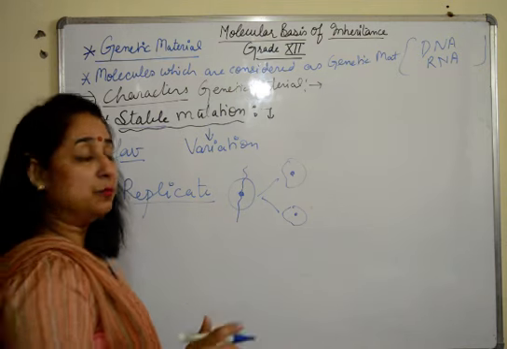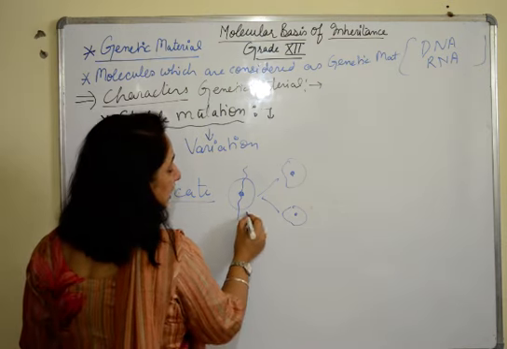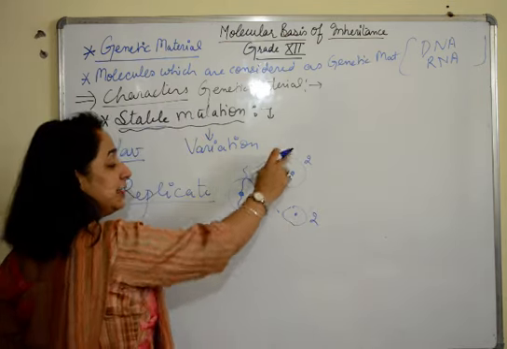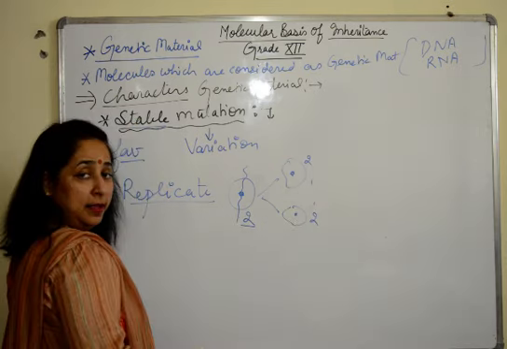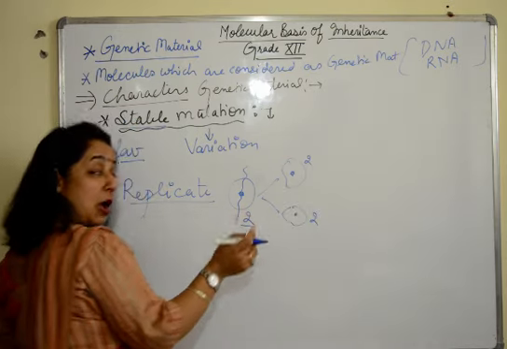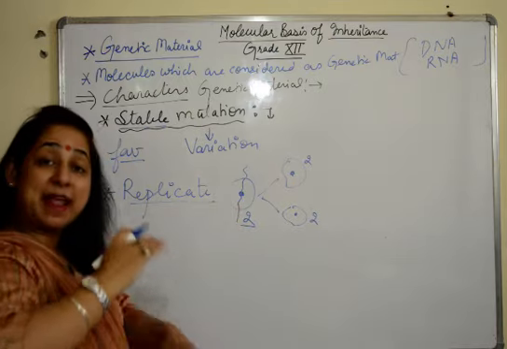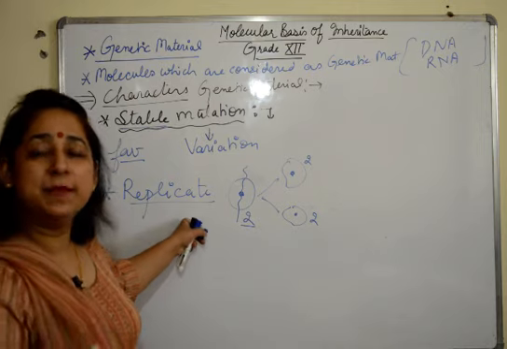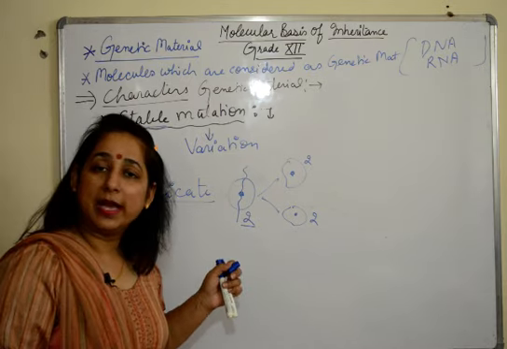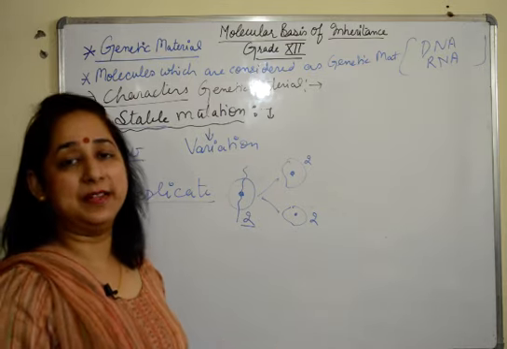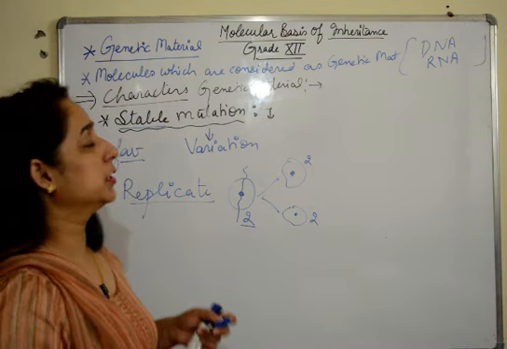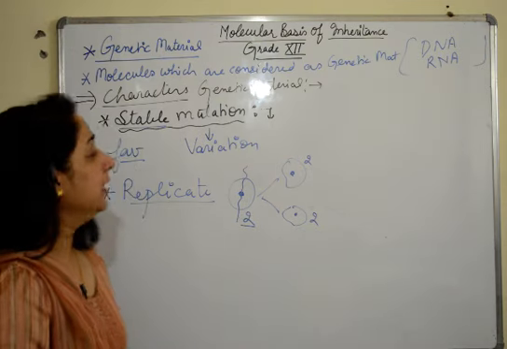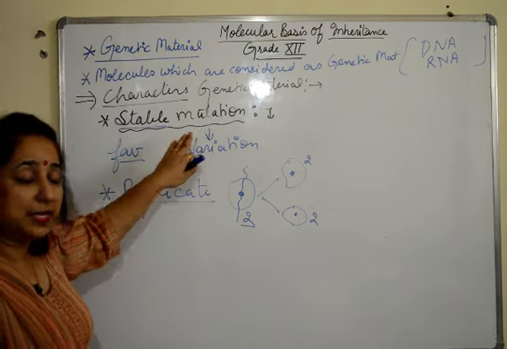Only then can an equal number move, no? If this organism has two chromosomes, this will also have two and this will also have two. If it just divides, there would be one each here, but instead of one each there are two each. So how come? Because this genetic material has replicated itself. So a genetic material must be able to replicate so that it can lead to cell division and formation of new organisms. So two basic features of a genetic material are that it should show stable mutations and it should be able to replicate.